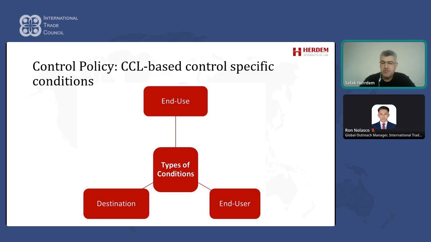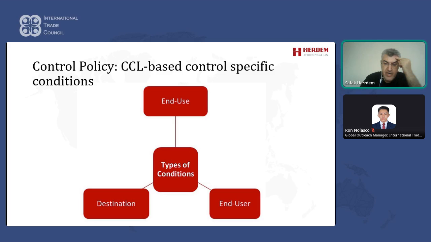The CCL-based control policies also establish specific conditions that must be met in order for a company to obtain a license or other authorization to export controlled goods and the technologies. These conditions may include requirements related to the end use of the goods or the technologies, the end user of the goods or the technologies, and the country to which the goods or the technologies will be exported. For example, as an end-use restriction, the ER may require certain controls be placed on the use or re-export of the goods or the technologies once they have been exported.